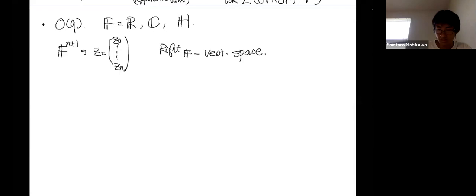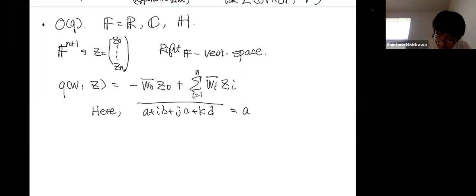And we define the quadratic form associated to this vector space, which is defined to be minus W0 conjugate, and summation over the usual inner product from I equals one to N. Okay, so here, of course, by conjugate, I mean A plus IB plus JC plus KD. Conjugate is A minus IB minus JC minus KD in H. If it's a complex number, this is the usual conjugation.